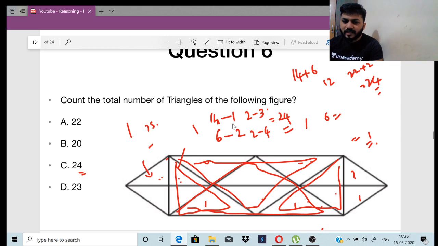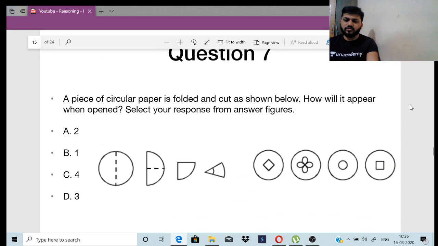20, right? 14 plus 6, 20. Then you have 1, 2, 3, 4. 1, 2, 3, 4, 24. Right? Chalo. We'll move on to the next question now.